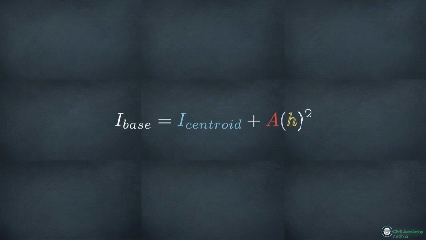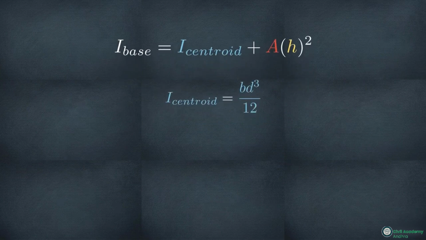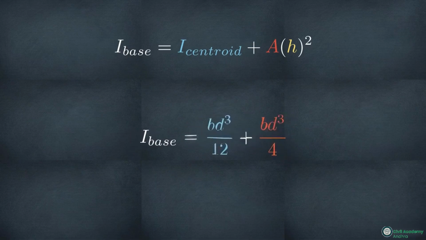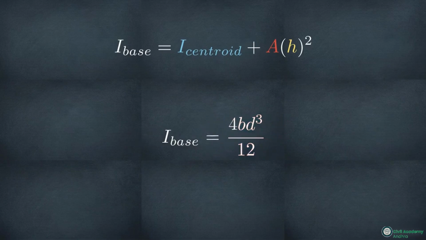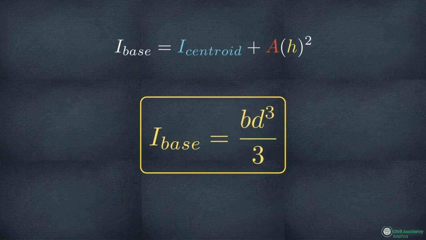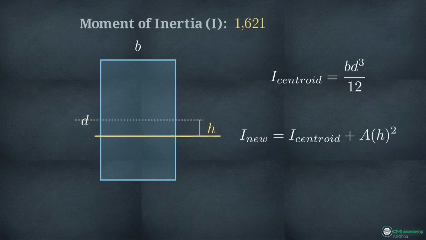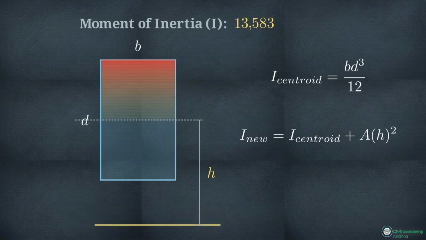Let's check the math. This diagram shows the step-by-step algebra. We take our centroidal formula, b d cubed over 12, and add the total area, b times d. We multiply that by our shift distance, d over 2 squared. By expanding and finding a common denominator, the math resolves perfectly into a new base formula, b d cubed over 3. Because the formula adds area multiplied by distance squared, moving an axis away from a shape's centroid will always mathematically increase the moment of inertia. You are forcing more of the shape's area further away from the bending point.